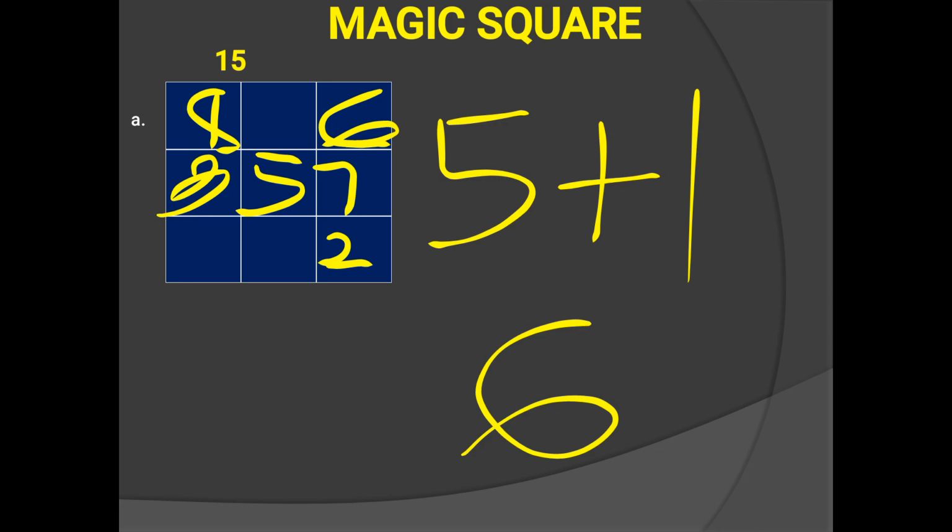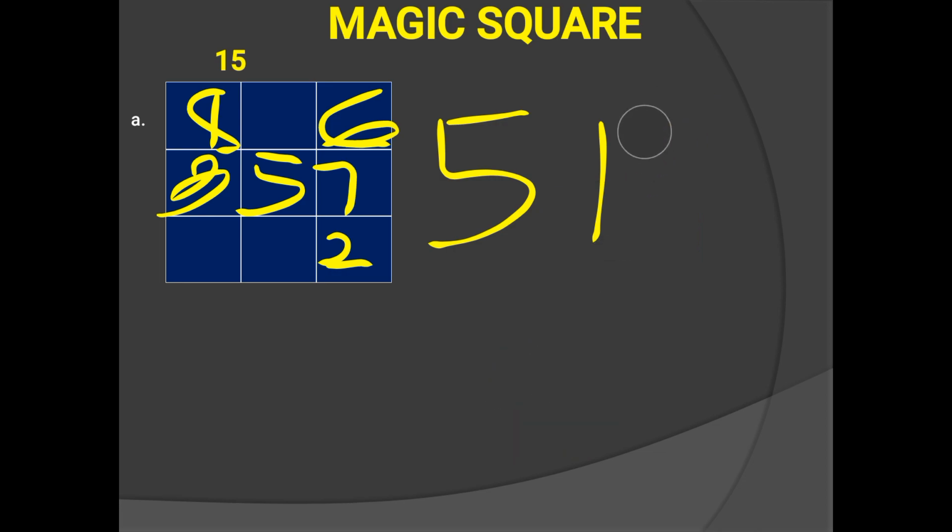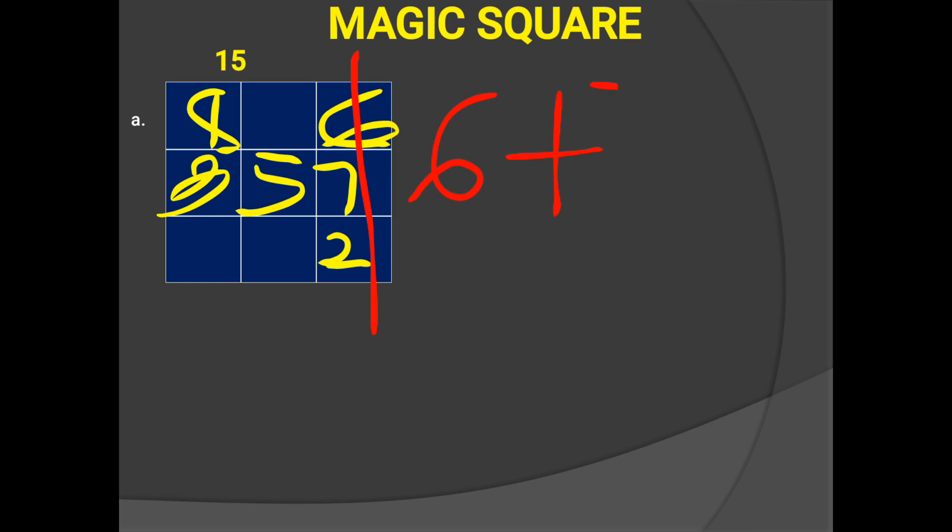So let's see. If I write my 6 there, let's see this side. Let's add and see. We have 6 plus 7 plus 2. Now 7 plus 2 is what? 9. Is that not it? 9 plus 6 is 15. So that is also correct. You get it. Very, very simple.